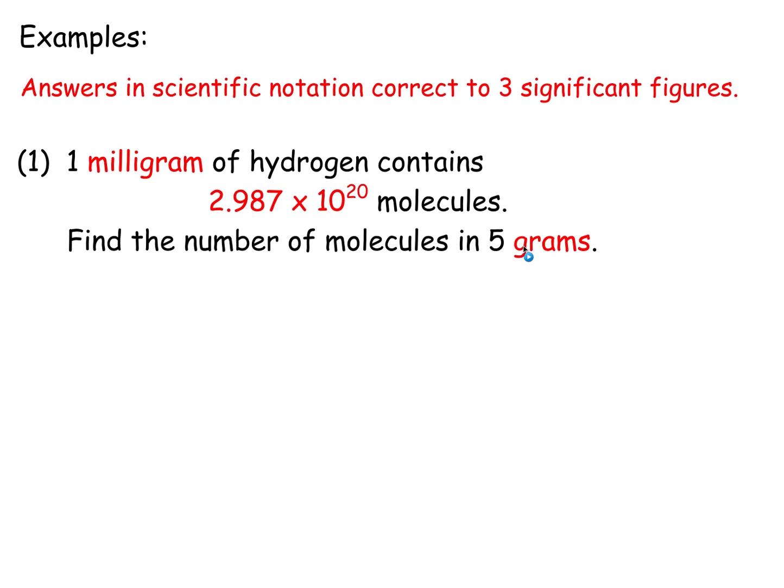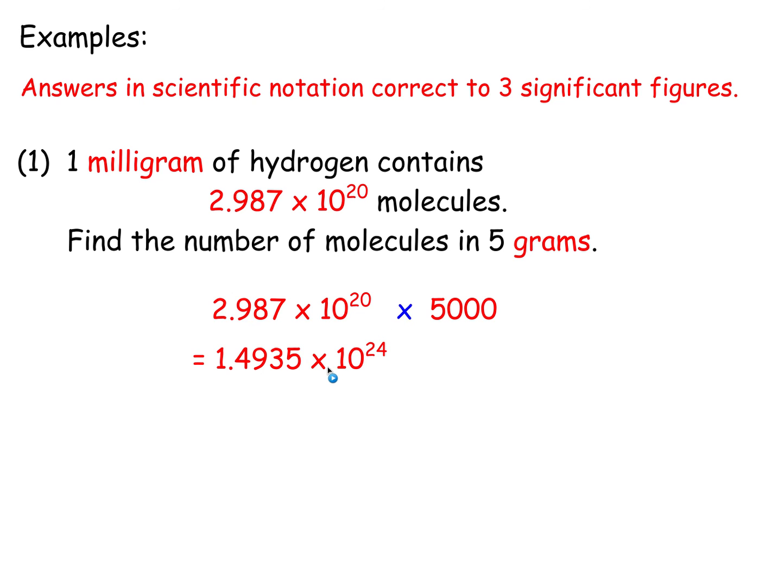So that's 5 grams, this is milligrams, so 5 grams is 5,000 milligrams. So it's 5,000 times as many molecules. You take that number in scientific notation, enter it in the calculator, multiply it by 5,000, so that's the first line of working. You're taking this number times 5,000. Out comes the answer in the calculator.